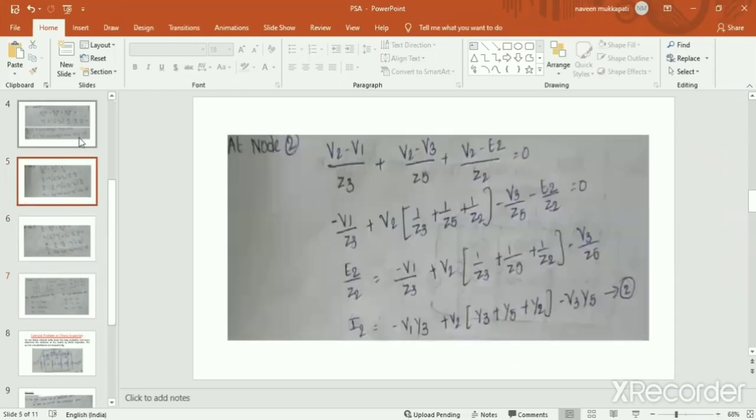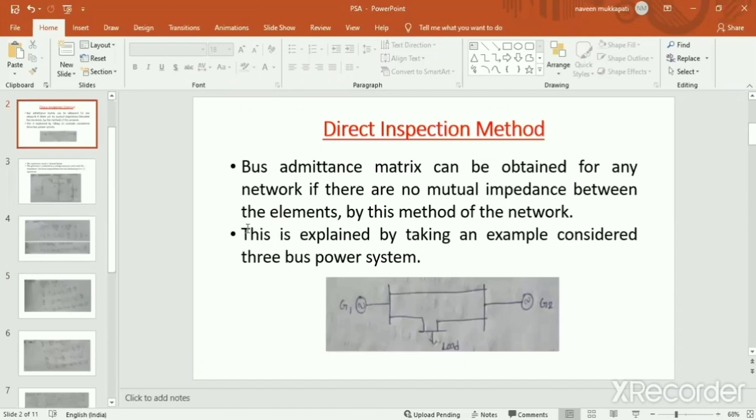First of all, this is the derivation for the direct inspection method. First, we take the single line diagram for the power system. We have two generators, one load and three elements.